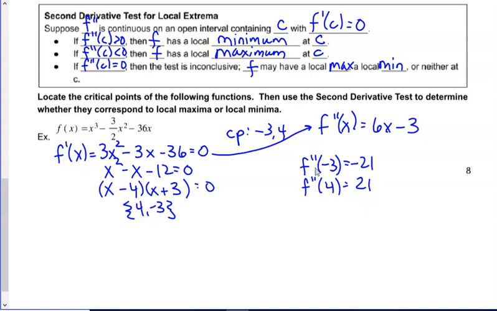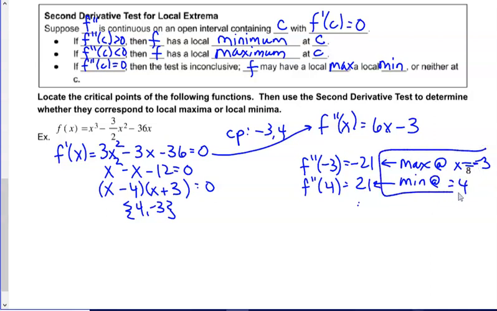So what do I know? The second derivative is negative. That means I have concave down at that point. So therefore, we have a maximum at x equaling -3. And here, because this is positive, we have a concave up situation because our second derivative is positive. Concave up means that I have a minimum at x equaling 4. Okay, so that would be what we can conclude using the second derivative test for local extrema.